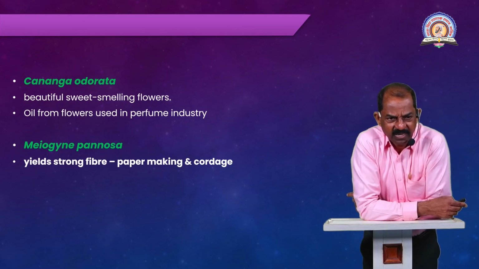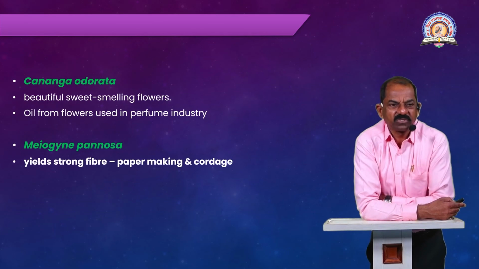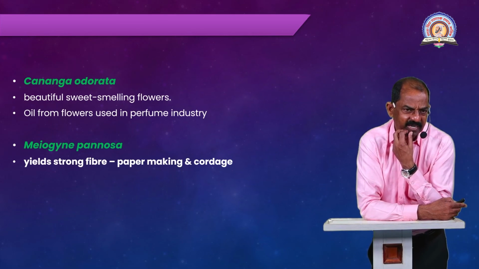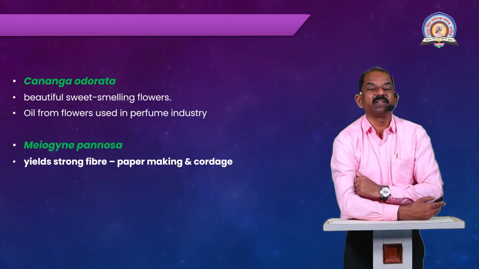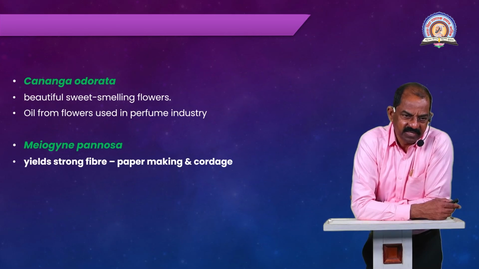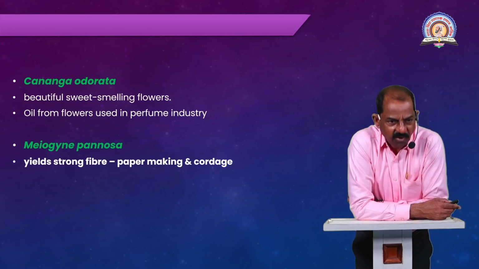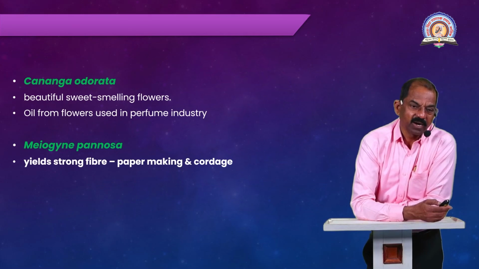A few of them are Cananga odorata and Miliusa, or Mitrephora. Cananga odorata has beautiful sweet-smelling flowers, and the oil obtained from this plant is generally used in the perfume industry, whereas the other yields a strong fiber which is used in the paper-making industry.